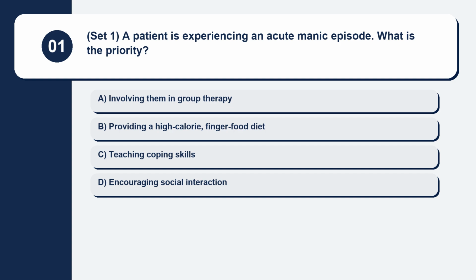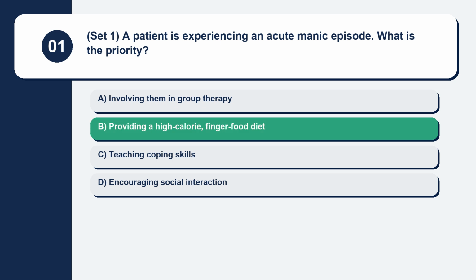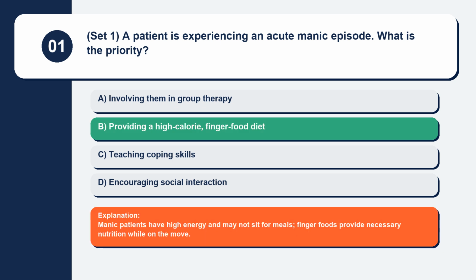Question 1. Set 1. A patient is experiencing an acute manic episode. What is the priority? Involving them in group therapy, providing a high-calorie, finger food diet, teaching coping skills, encouraging social interaction. Manic patients have high energy and may not sit for meals. Finger foods provide necessary nutrition while on the move.